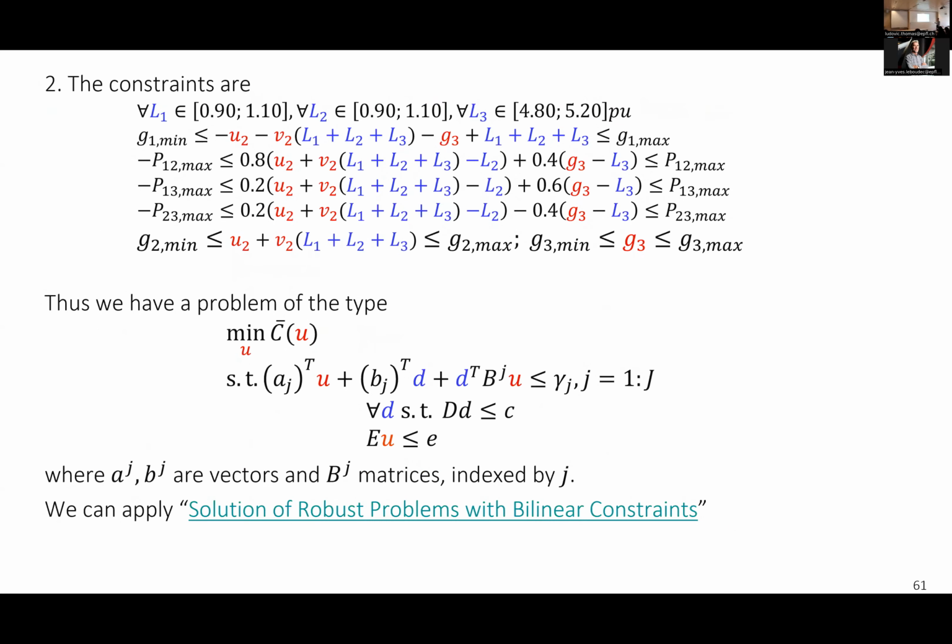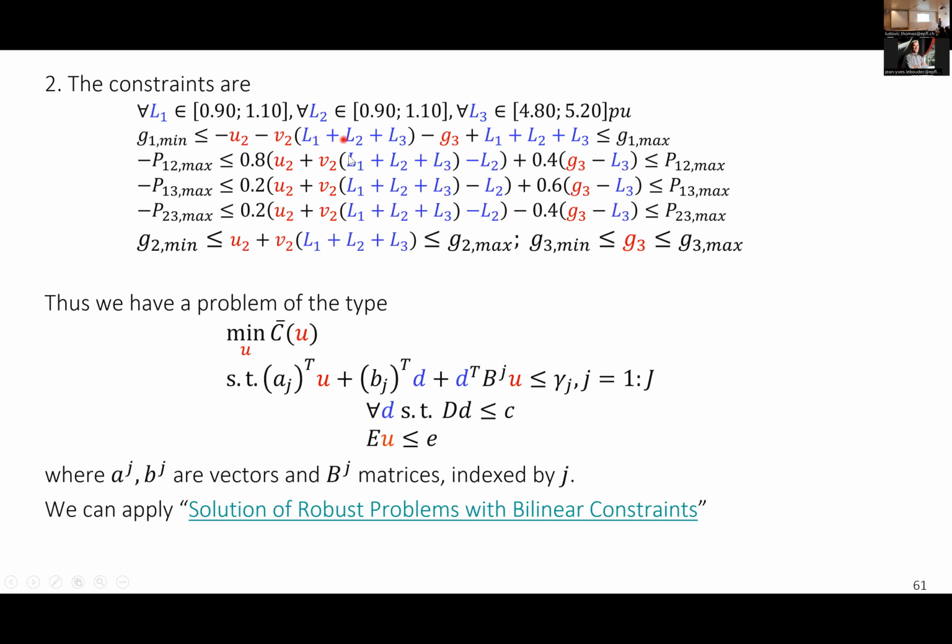Now, what are the constraints? Well, the constraints are the same as before. They must be true for all the values of the loads in this uncertainty bound. And here I have eliminated the state X. I've done that in all the examples of application. They require this step. And here you see the constraint on the slack bus minimum power, the constraint on the slack bus maximum power, the constraint on the power line 1, 2 in one direction and in the other direction.